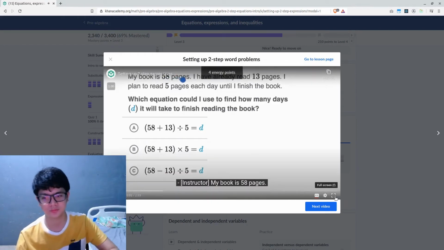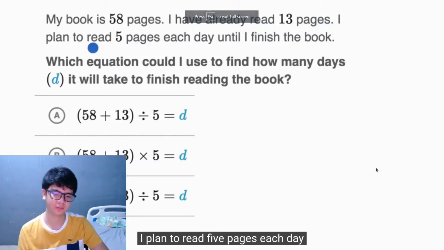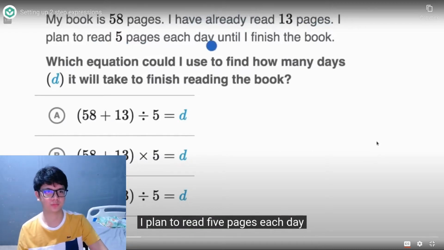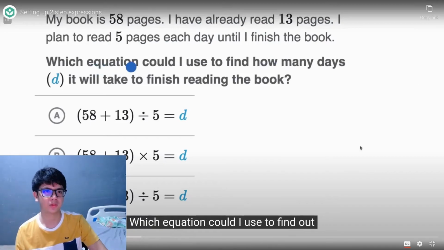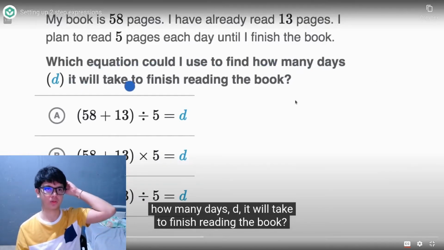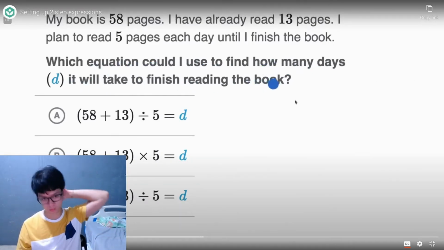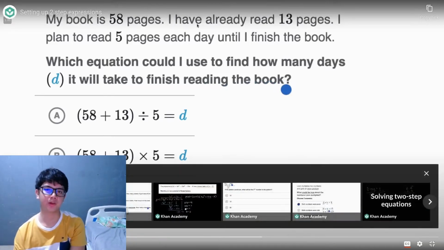My book is 58 pages. I have already read 13 pages. I plan to read 5 pages each day until I finish the book. Which equation could I use to find out how many days, D, it will take to finish reading the book? So pause this video and see if you can figure that out.